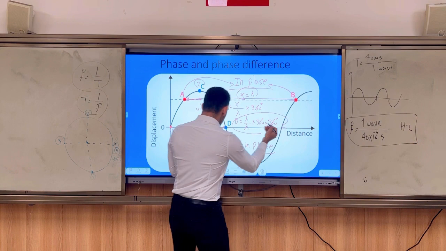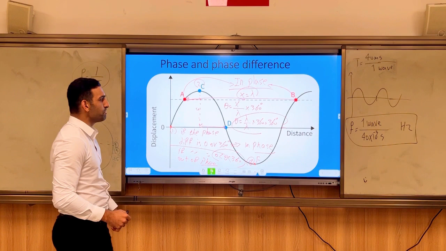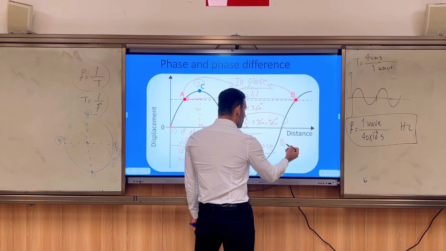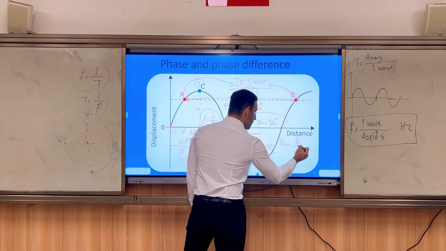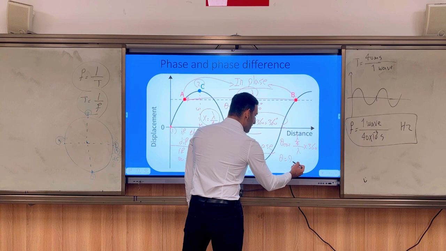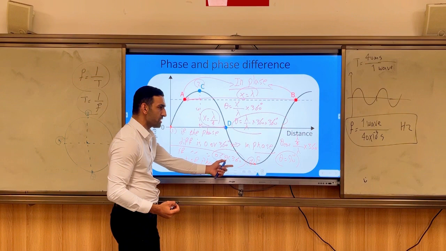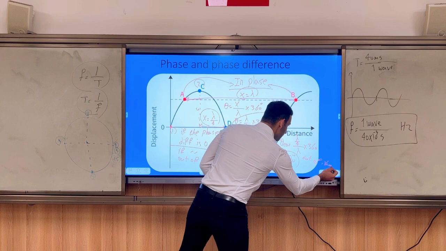Another point, C and D. Phi for C and D. X is this, lambda divided by 4. So phi is lambda divided by 4, divided by lambda, times 360 degrees. And the answer is 90 degrees. So 90 degrees is not 0 or 360, it's between 0 and 360 degrees. So we say it's out of phase.